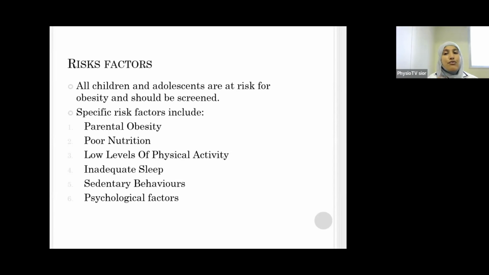Inadequate sleep and stress are going to disturb your appetite, your ghrelin-leptin cycle, and again land you into obesity. Then sedentary behavior, like we said, low levels of physical activity, and psychological factors. It has been seen that there is an increase in mental issues in children as well as in adults pertaining to stress. And a lot of them talk about eating, stress eating. So that is how it is going to harm you.